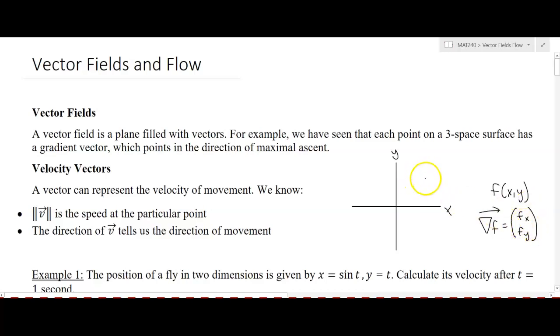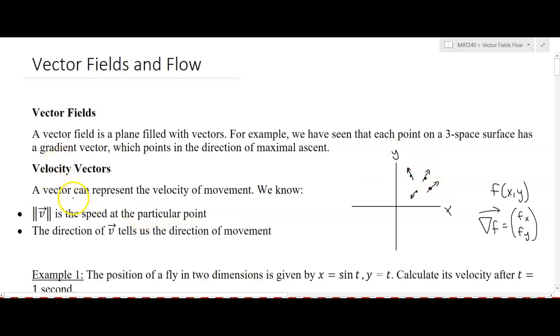And at every single point in this plane, we can generate a vector and determine where it points, and we can sketch that vector, and we can do that for infinitely many points inside of the plane. And when we do that, we get an image or a sense of where things move, as if it were a current in a river.